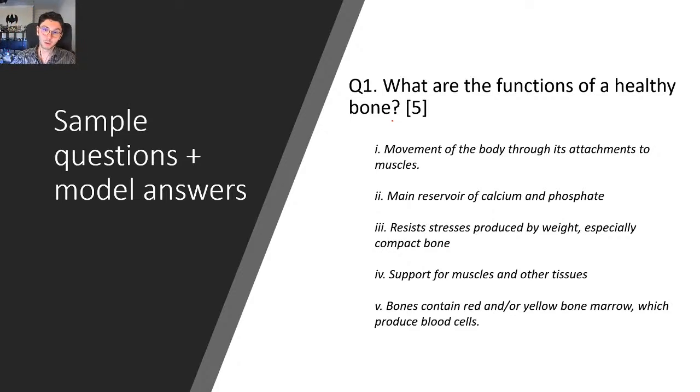And then we have bones that can contain red or yellow bone marrow, which produce blood cells. And these blood cells are very important because you need them to propagate your immune cells. We also have other cells which are produced through these, such as red blood cells, which are important to give you oxygen. So the bones are very important in that regard, and they have more than one function. But these are the 5 key ones. They ask for 5 marks. Usually it's 5 things. And if it's for 3 marks, then you pick whichever ones you want out of these.